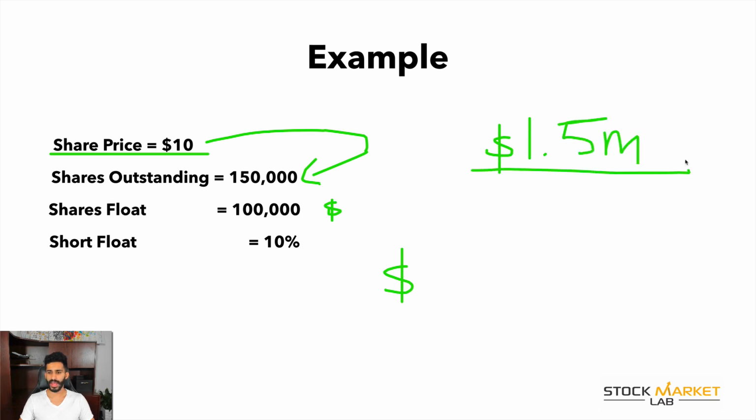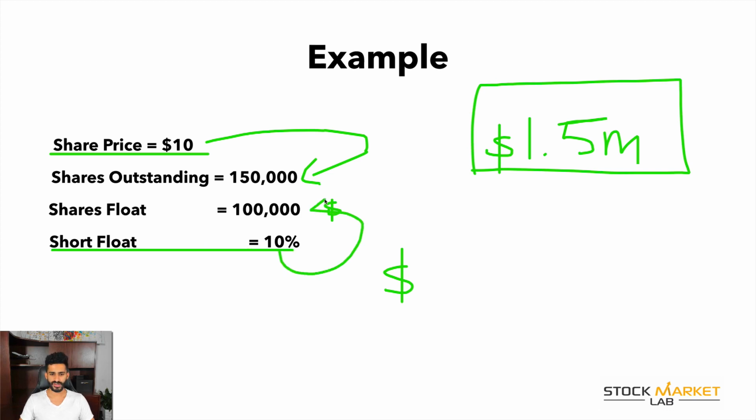This is the market cap of the company, right? The short float is 10% of the shares float. It doesn't include this, and it includes this. So about 10,000 shares are shorted from this company. Understanding that is very, very important.